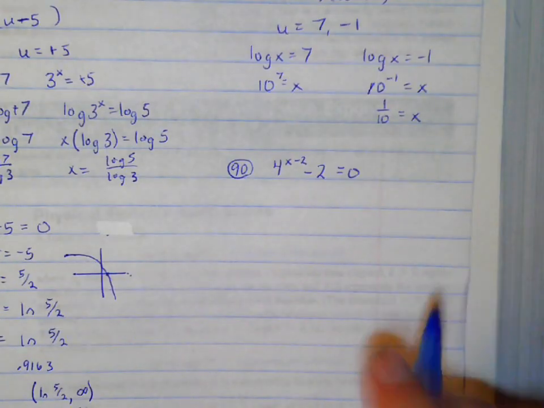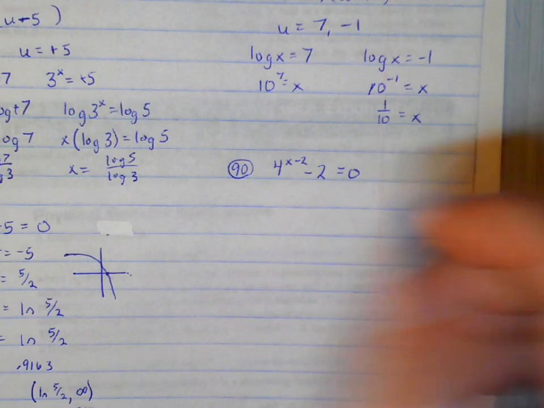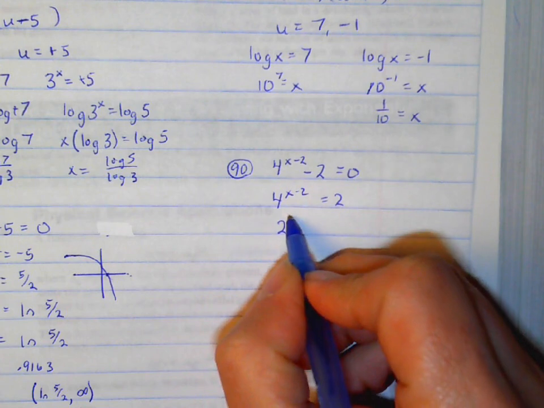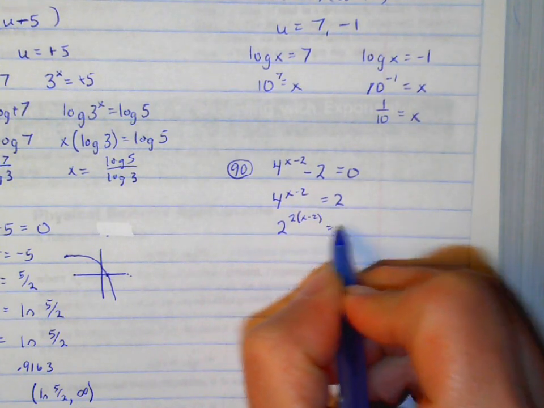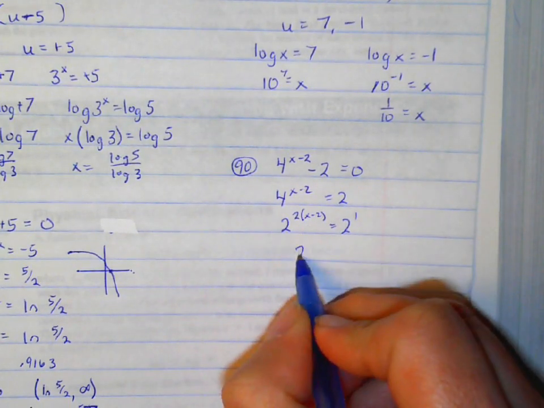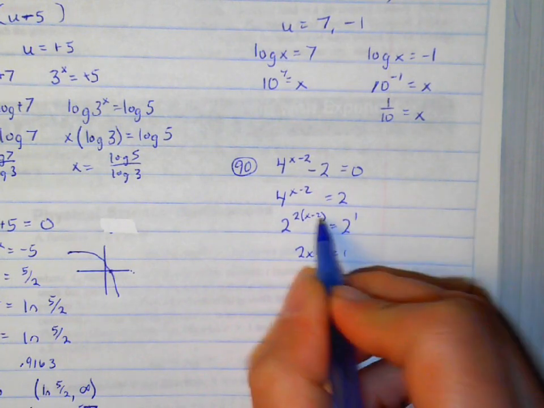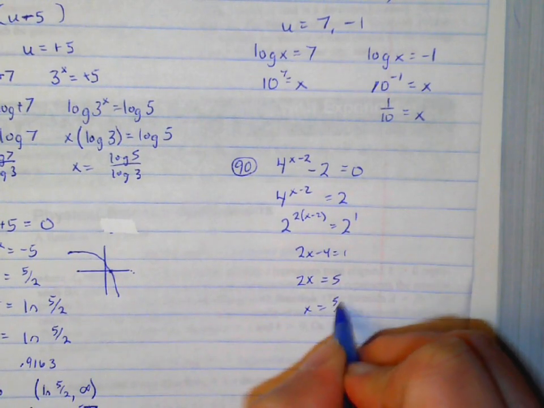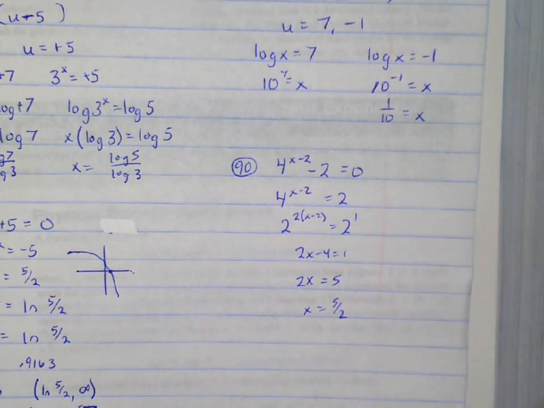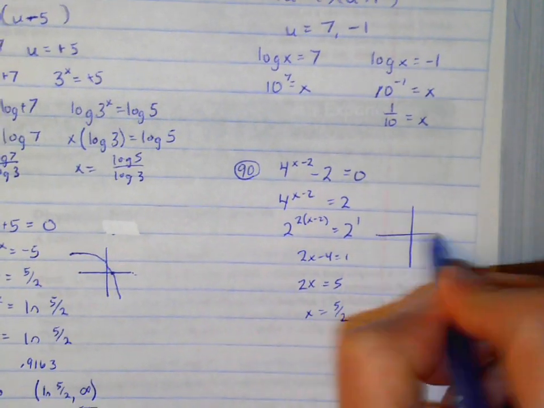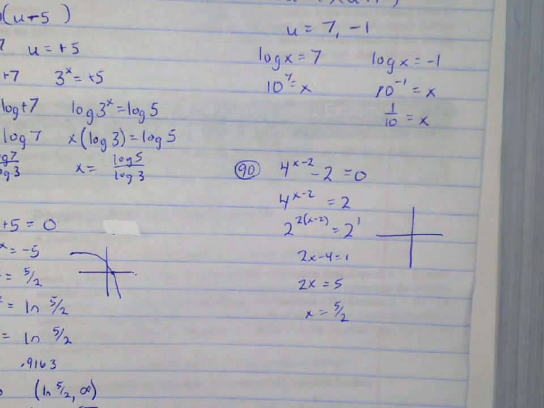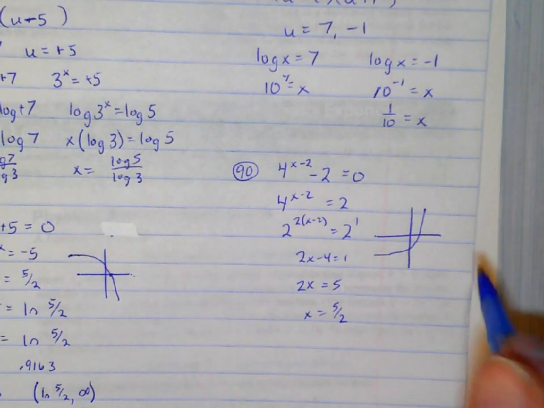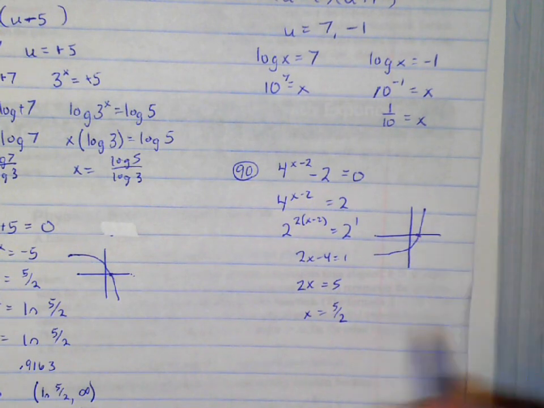Number 90, I'm going to add the 2 to the other side, and I'm going to rewrite this as an exponent here. So I know that 2x minus 4 has to equal 1. And I'm going to add the 4 over and divide by 2. I get 5 halves. Now, if I look at the graph of this, it looks like this. So at 5 halves is my solution there. That's where it's equal to 0.